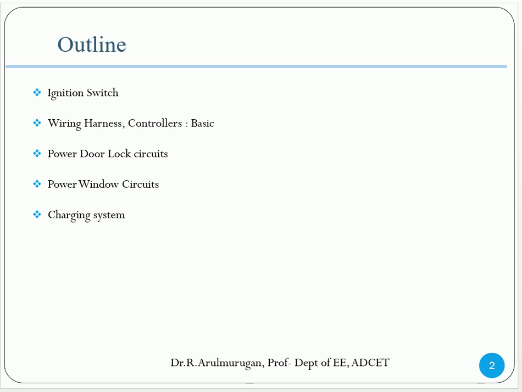The next one we are going to look at is the charging system. What is a charging system? The battery is one of the key parts of the automobile, and we will see how it gets charged. This is the detailed outline of the topics. As for the wiring harness and the controller, we already discussed them in detail in Unit 1 and Unit 2.